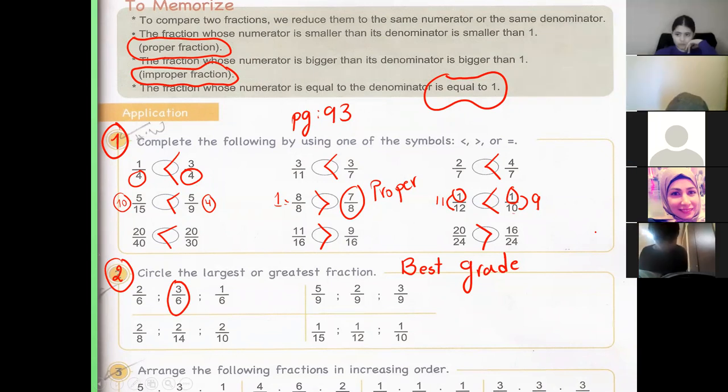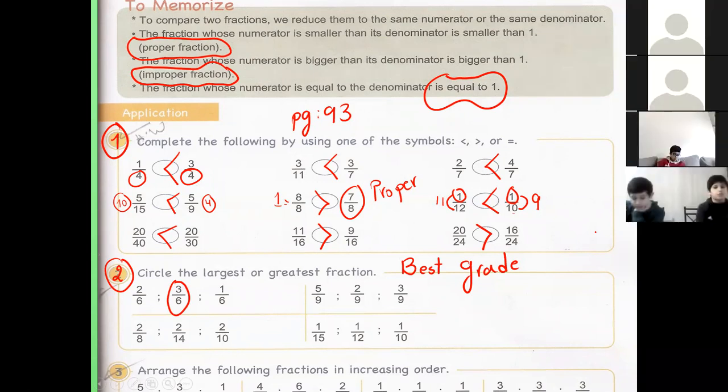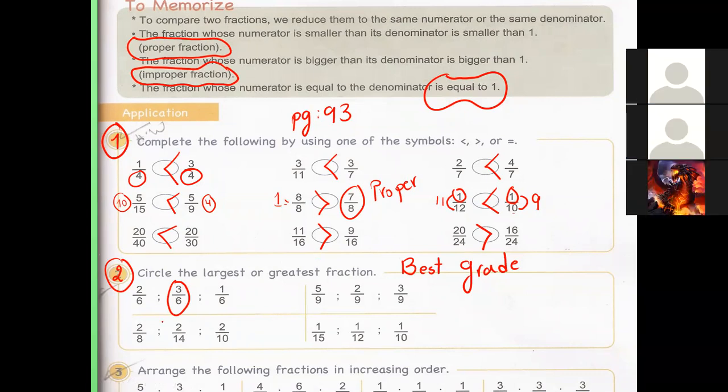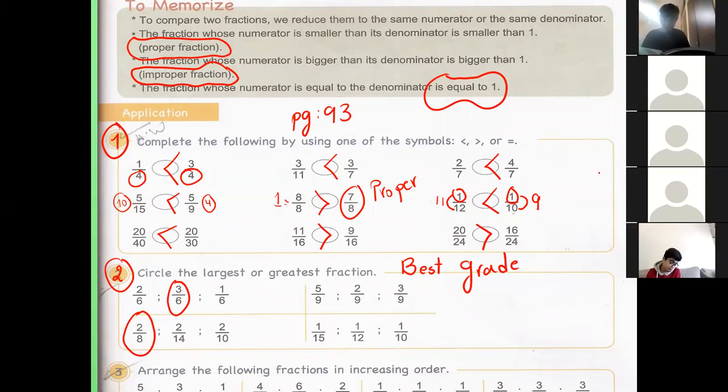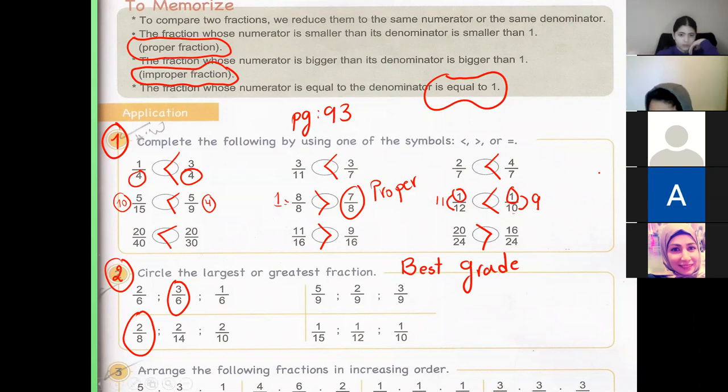Bravo. Kawthar. Yes, teacher. 2 over 8, 2 over 14, 2 over 10. Which one is the best grade? 2 over 8. Bravo. Excellent. This is a trick. Why, Kawthar? Because we have 5 marks and we will get the full mark. Bravo. We need 6 points to get a full mark. And if all the fractions have the same numerator, the biggest one is the one that has less denominator, if we are looking down. Bravo Kawthar.